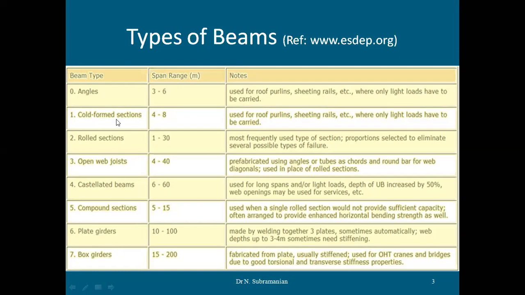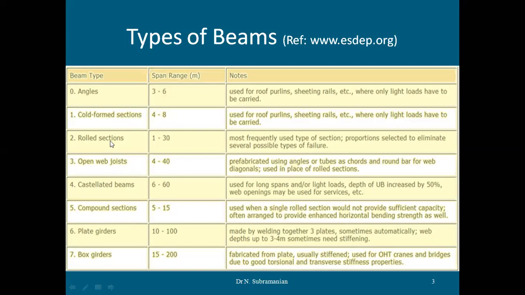And let's see the cold formed sections. You can use them for 4 to 8 meters of spans, and they will be used for roof purlins, sheeting rails, and again where light loads have to be carried. That's the reason why cold formed sections can be majorly seen in roof trusses. And coming to hot rolled sections, they can be used for 1 to 30 meters of span directly. They are the most frequently used type of sections, with proportions selected to eliminate several possible types of failures. So we use hot rolled sections as the most frequently used section.